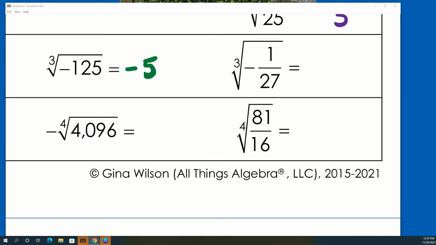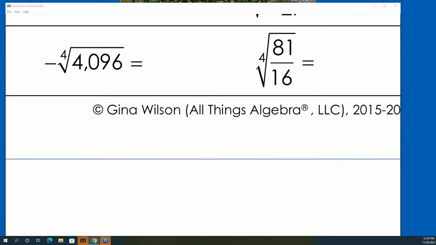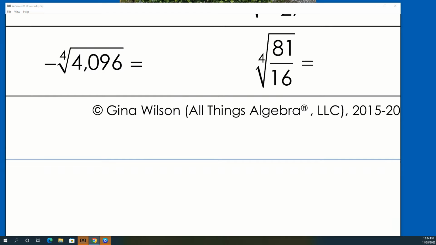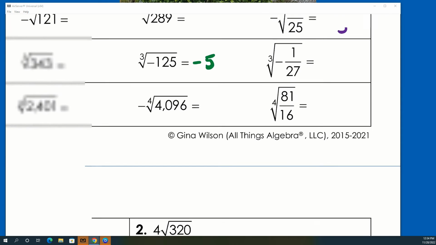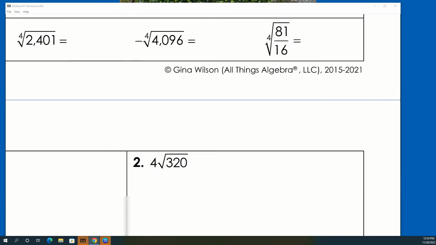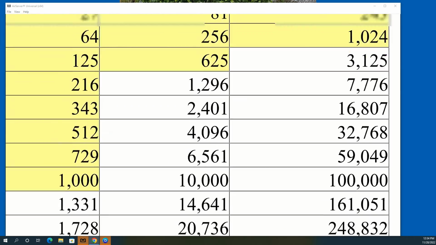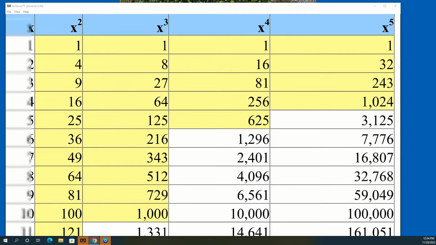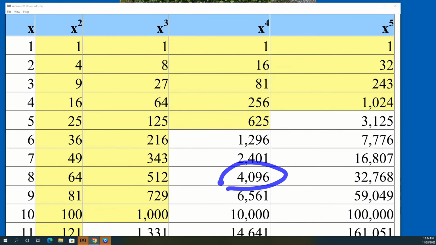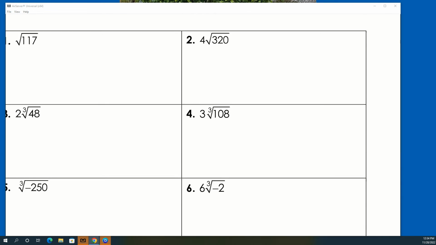All right, and then we're going to do these very last two. Now, 4096 is not something I have memorized for sure, but these are the fourth roots. So if I look in the fourth root column, try to zoom out a little bit. Yeah, here it is. So the fourth root is going to be 8, and then this one had a negative in the front, so it's going to be negative 8.